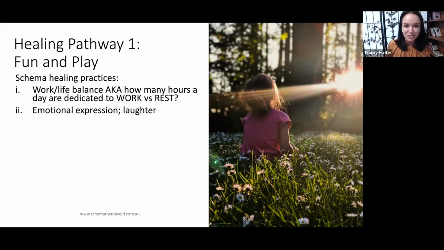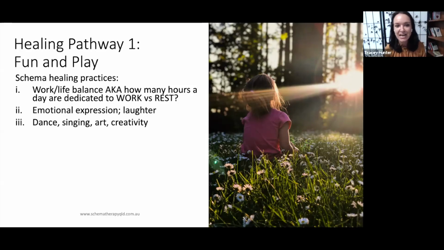Okay, emotional expression. So emotional expression in general, just being very authentic and spontaneous in whatever you're feeling, just becoming comfortable expressing how you truly feel moment to moment is going to help with this. But laughter, obviously, the more laughter there is, the more we slip into that social engagement system. Dancing, singing, art, creativity, surfing. I should have put surfing on there.